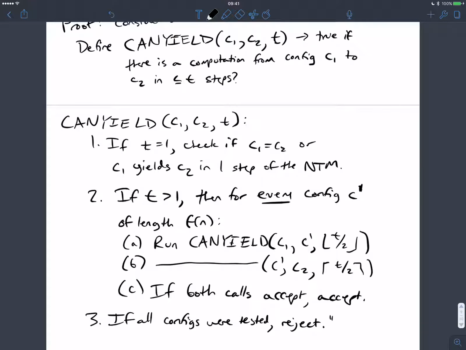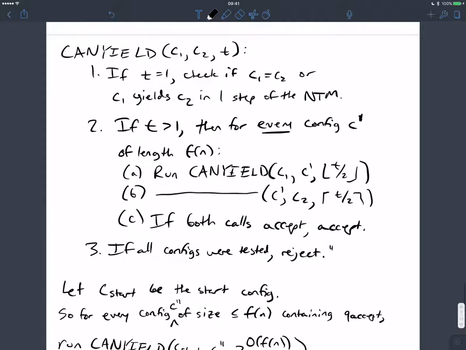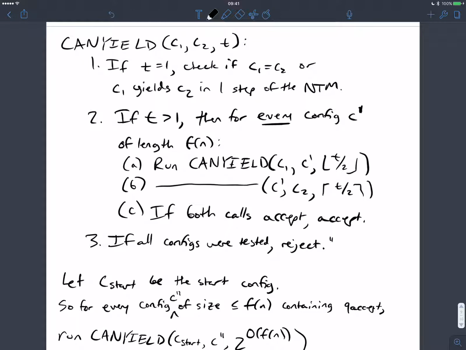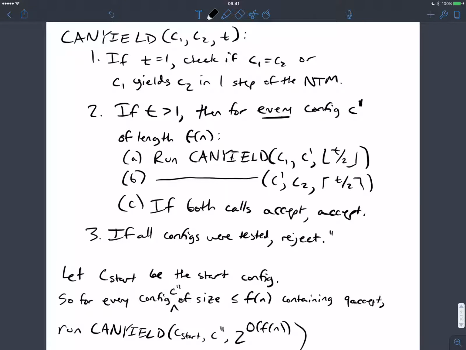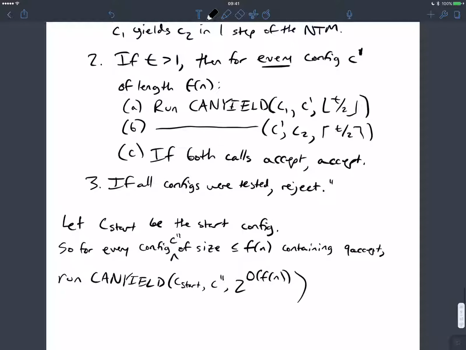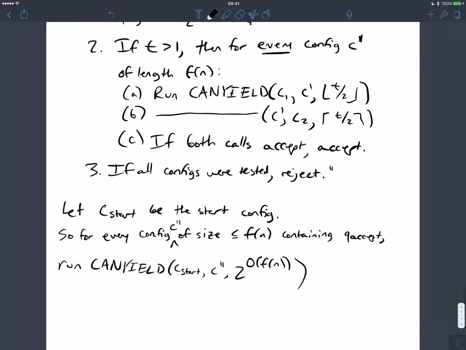Well, what we wanted to figure out is we're trying to simulate this non-deterministic machine. In order to do that, we've got to apply transitions of the machine. And it would be really helpful if I can determine for two arbitrary configurations if one can reach the other in some number of transitions. And we noted this recursive function CANYIELD can mean you can reach C2 from C1 in at most t steps. We'll analyze the space used in a second.